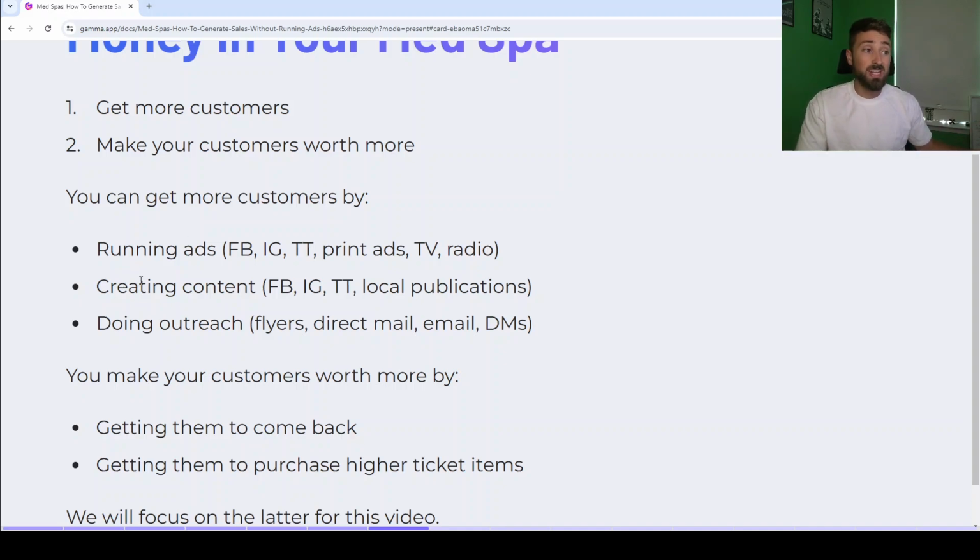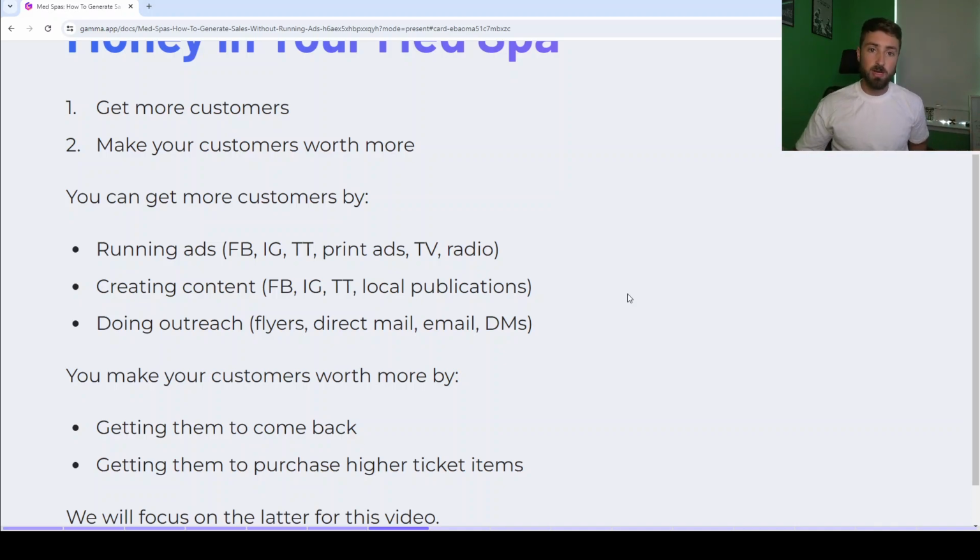The second way that you can get more customers is by creating content. So again, Facebook, Instagram, TikTok content, etc. You could also get things published locally, so local publications, and then doing outreach. Okay, so you wouldn't necessarily directly reach out to potential customers or clients as a med spa, but you could do a flyer campaign. You could send out direct mail to people in the highest income neighborhoods in your area. You could also do cold email or cold DMs to potential partners in your local area.